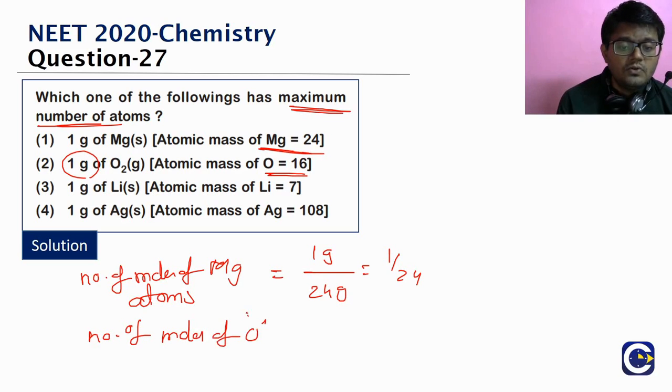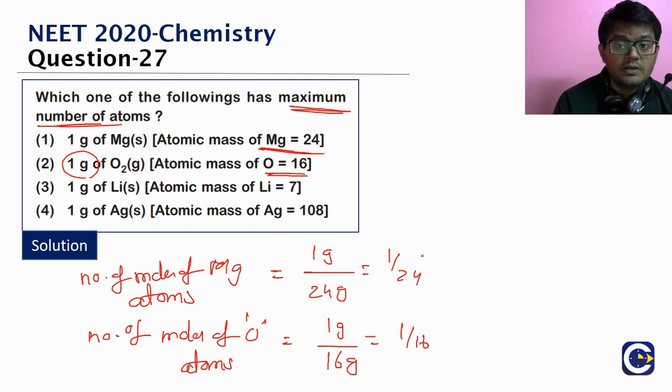So the number of moles of oxygen atoms. Everything we are finding is about atoms. It is 1 gram divided by the gram atomic mass of oxygen. Here we will not divide by the molecular mass of oxygen; we will divide by the gram atomic mass. So it will be 1 by 16 moles of oxygen atoms. Then option 3 is 1 gram of lithium. What is the lithium atomic mass? It is 7. So what will be the number of moles of lithium atoms?